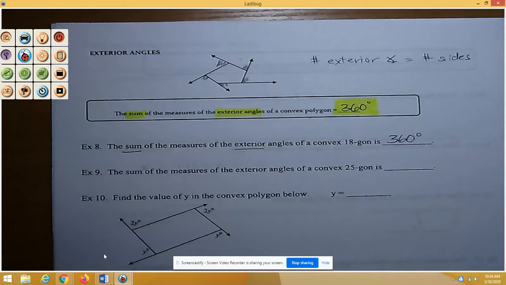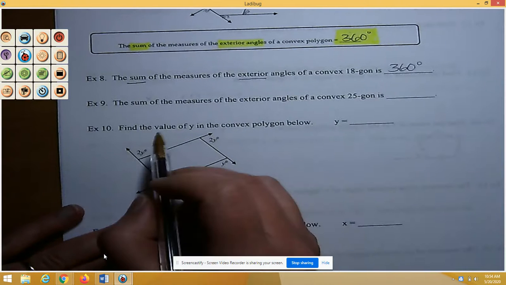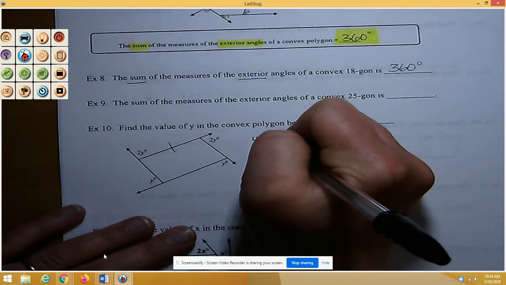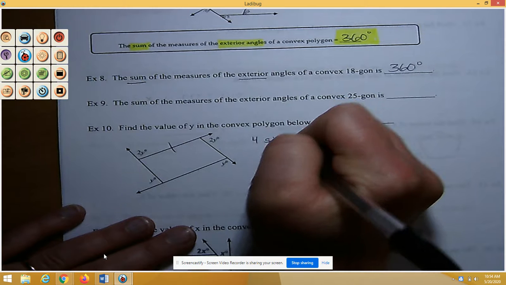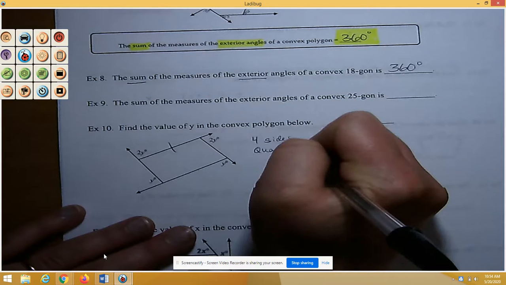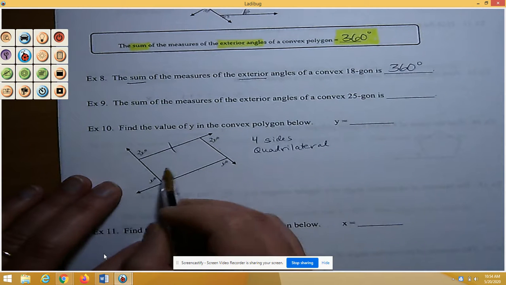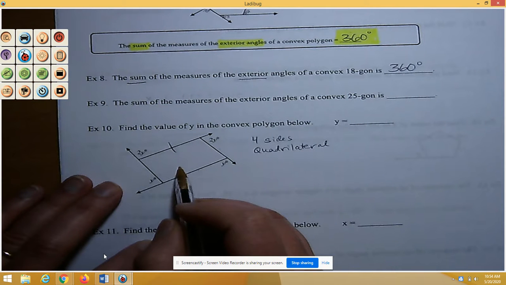So now let's go on to example 10. Find the value of y in the convex polygon below. So this has got 1, 2, 3, 4 sides. So 4 sides, this is a quadrilateral. Now we're looking at exterior angles, so all of these are going to add up to 360.